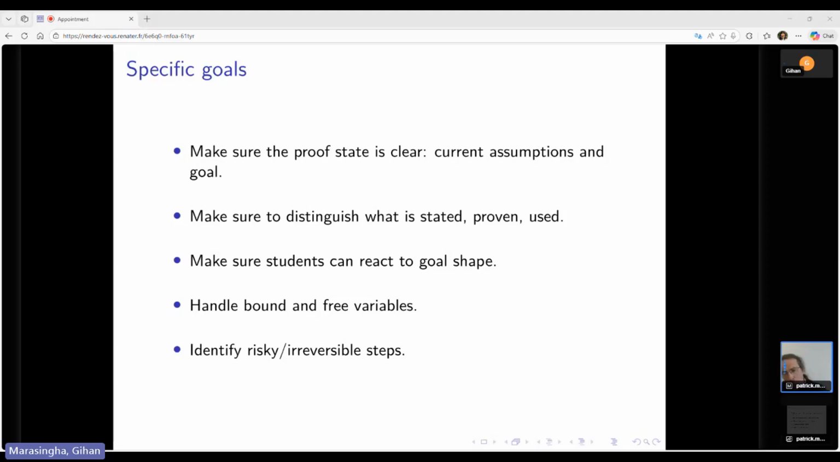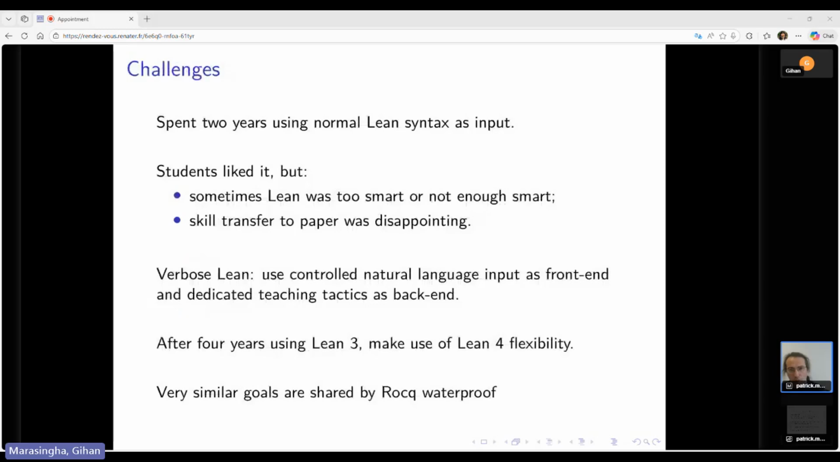So this is what I want to work on with my students, and there are challenges. In the beginning, I spent 2 years teaching using Lean, and of course, Lean syntax is for experts. Students liked it. They were able to prove stuff with Lean, but there were 2 issues.